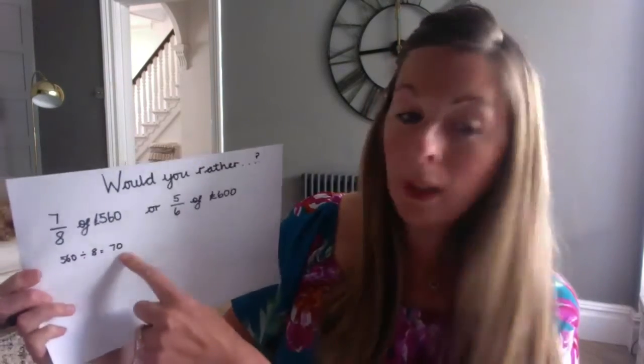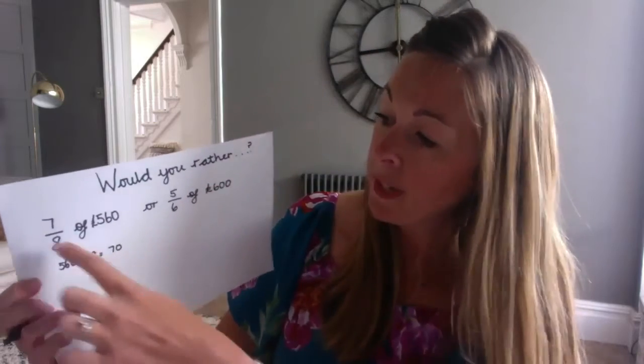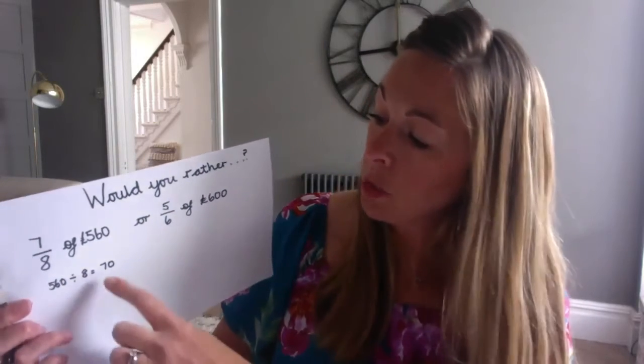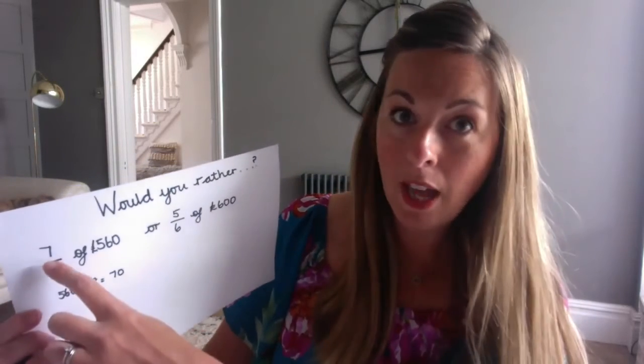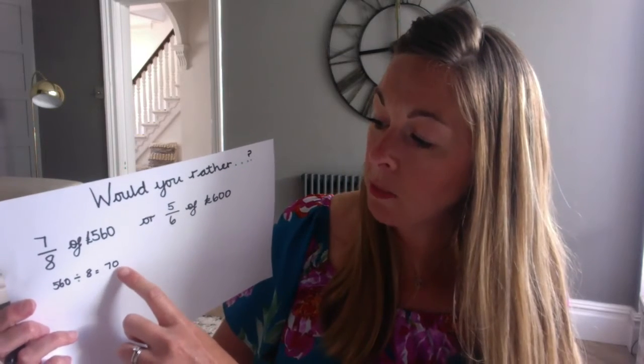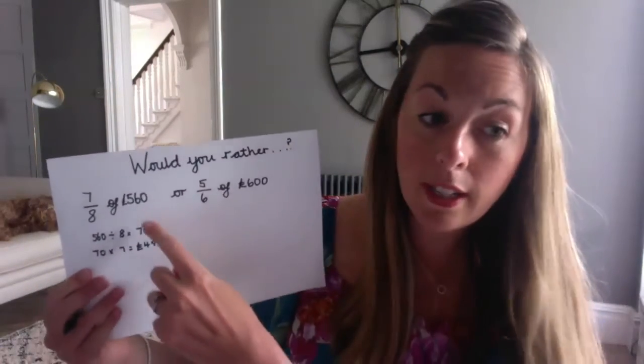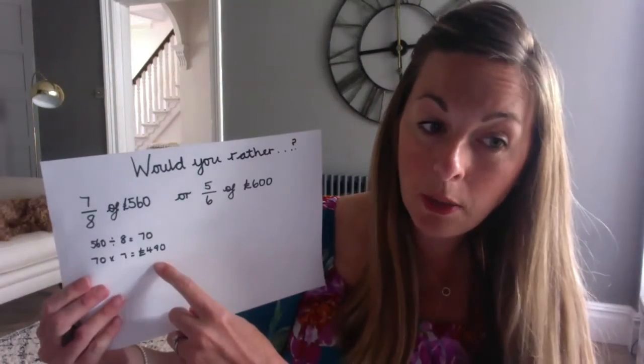And now I need to multiply this answer by the numerator, by the top. So 70 times 7 is quite tricky. So I'm going to do 7 multiplied by 7 is 49. But 70 is 10 times bigger, so I need to add my 0 to 49, which gives 490. £490. So I now know that 7/8 of £560 is £490.